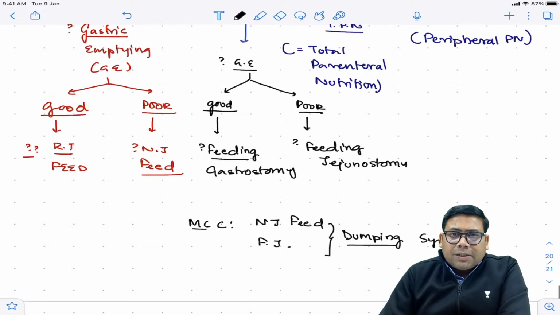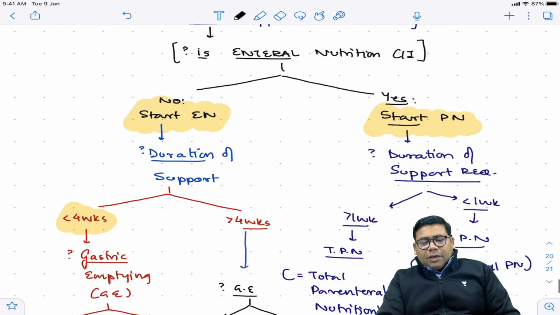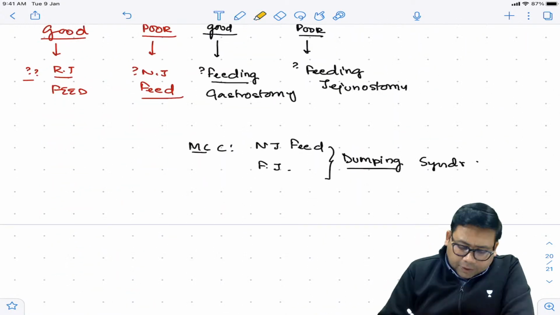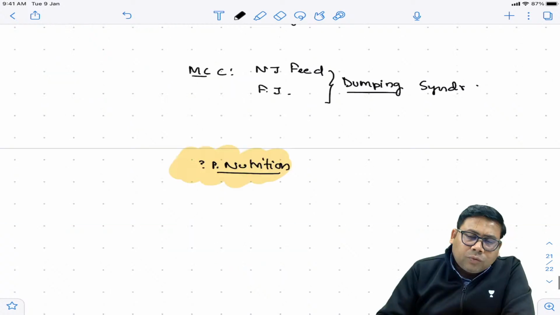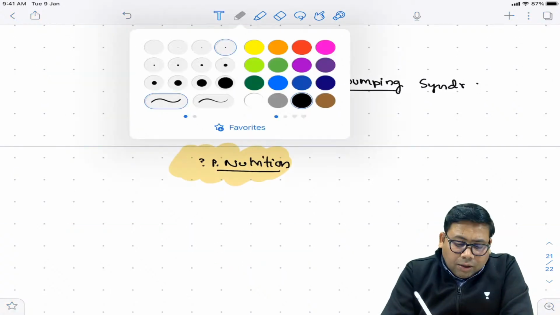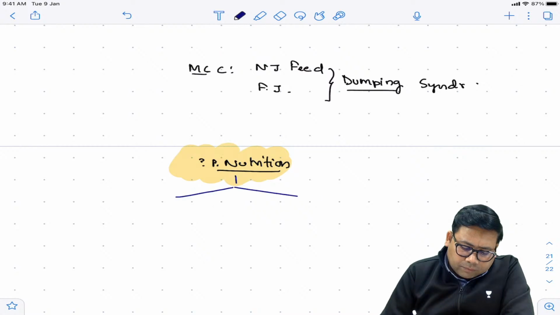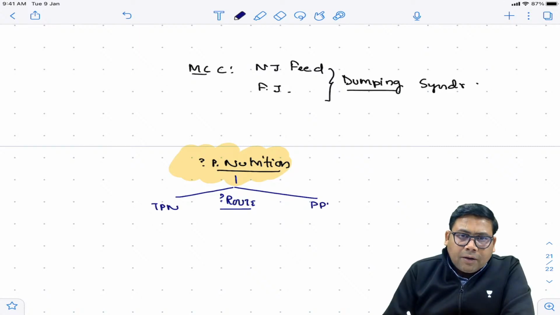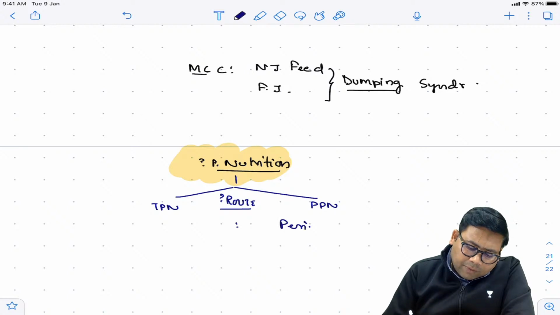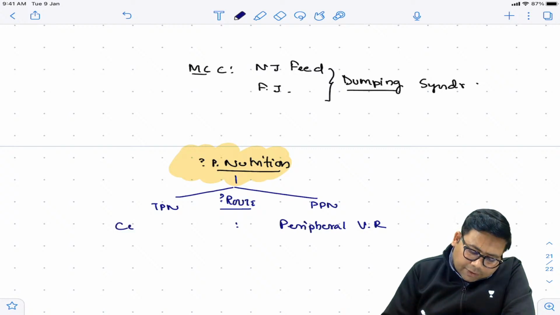Students, let us quickly discuss something about parenteral nutrition also. Let us try to understand this. When we talk about parenteral nutrition, there are two, three things that we need to understand. On the basis of the route, they are divided into TPN versus PPN. What is TPN versus PPN? The answer is, if the route is peripheral venous route, that is PPN. And if it is a central venous route, that is TPN.